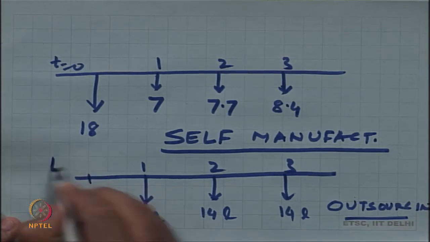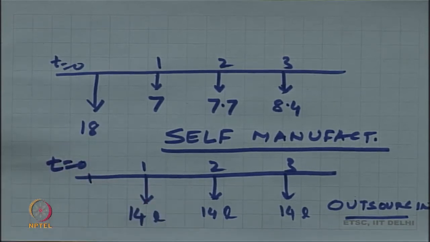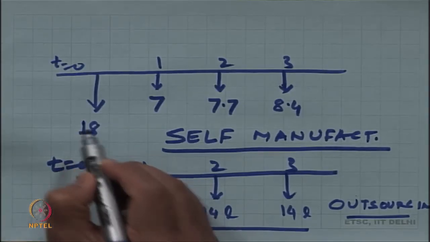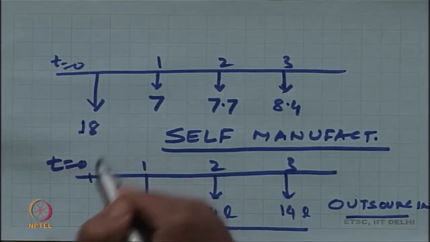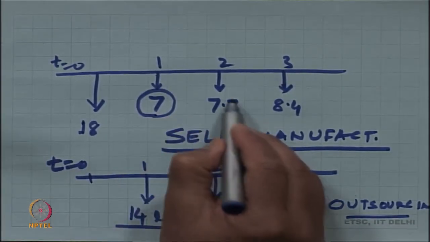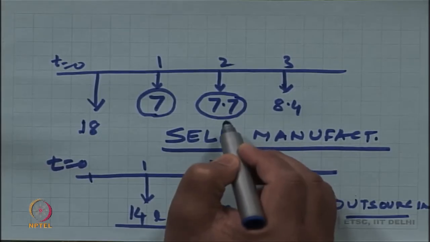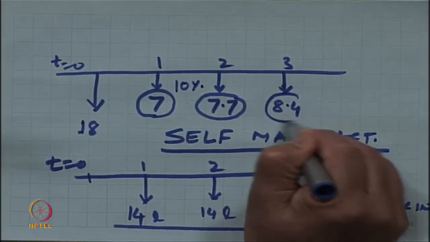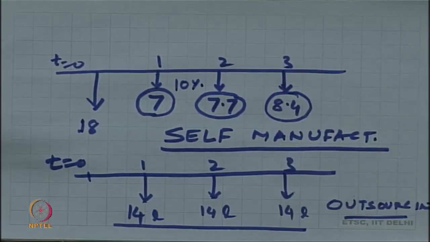So, this is t is equal to 0. You do not have to do anything. Every year you are procuring sleepers worth 14 lakhs. On the other hand, if you want to manufacture on your own, 18 lakhs you have to invest at time t is equal to 0 itself. Then the first year the operation cost would be 7, then the next year it is 7.7 because it is increasing by 10% every year, and the next year it is going to be 8.4.